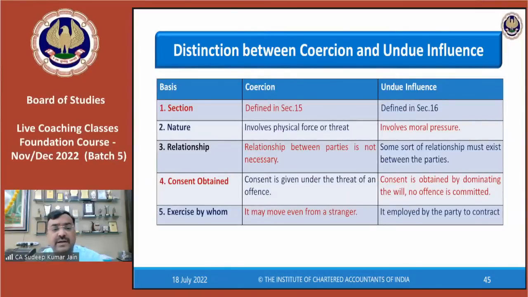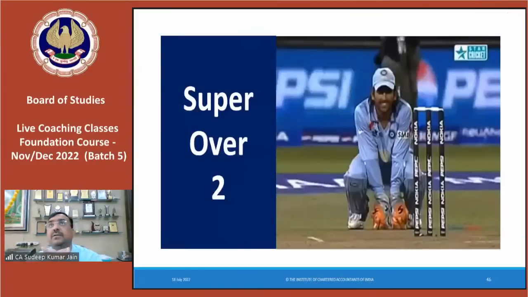Who will exercise the coercion or undue influence? Coercion can be exercised by a third person, but undue influence is employed by a party to the contract. Clear? So it is time for super over 2, but before it, I will discuss the problems and queries.